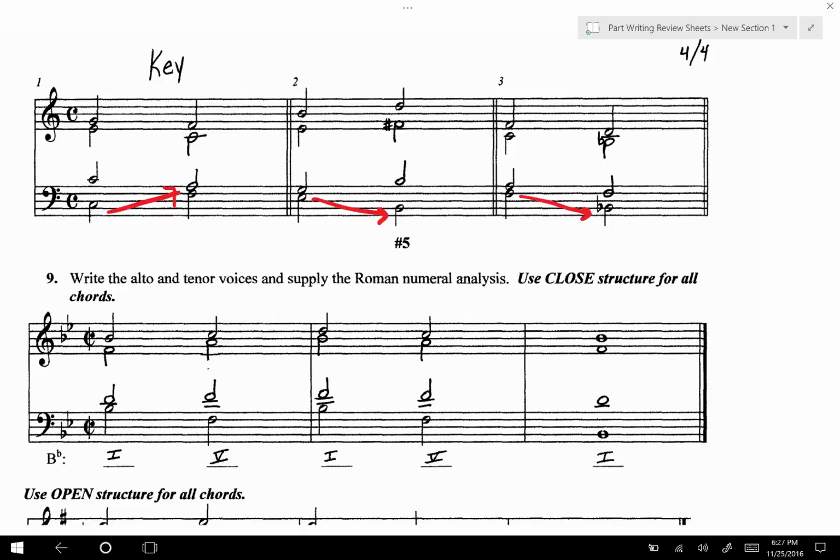Notice in the second measure here, I have a sharp 5, so I need to make sure I include that F sharp. Very important. And in the last measure, like the example before in E flat, I have a B flat, so that's the root that needs to be doubled as a B flat. So don't forget to include your flat sign in the alto voice there.